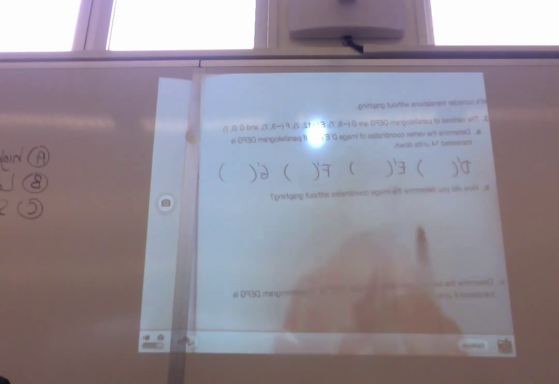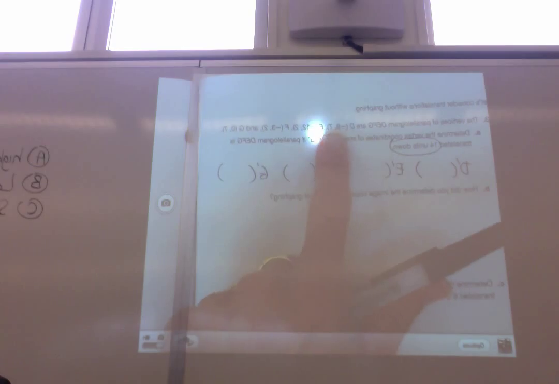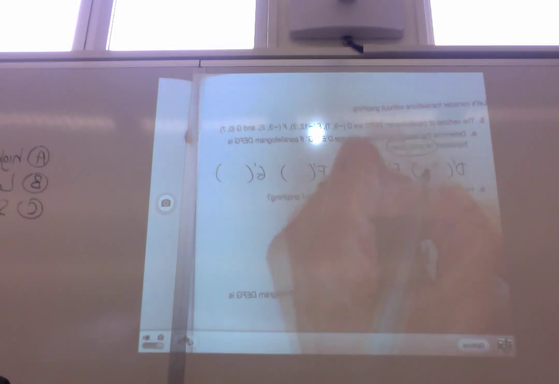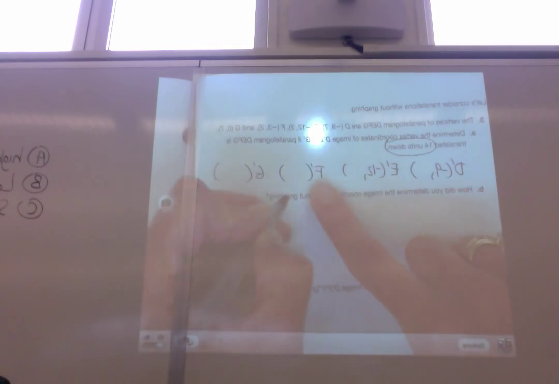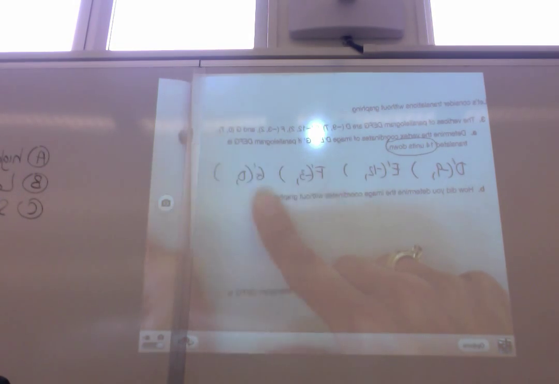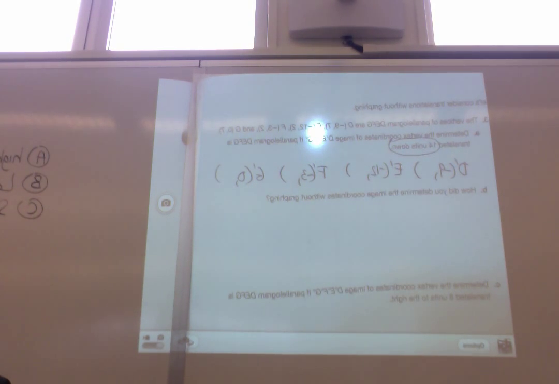And the first translation they want us to do is 14 units down. What will that change? That's going to change the y. So I could go ahead and look at the x coordinates and copy them in. The x is the first of the two in each ordered pair. Now, we're going 14 down. What's that going to do with the y-coordinates?